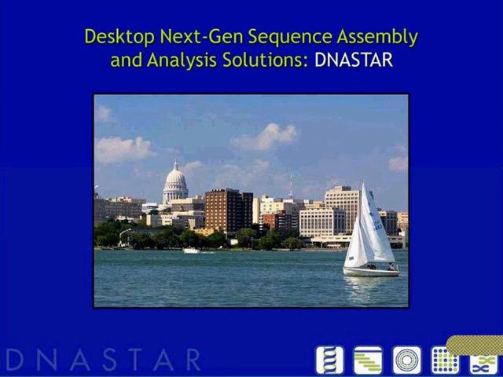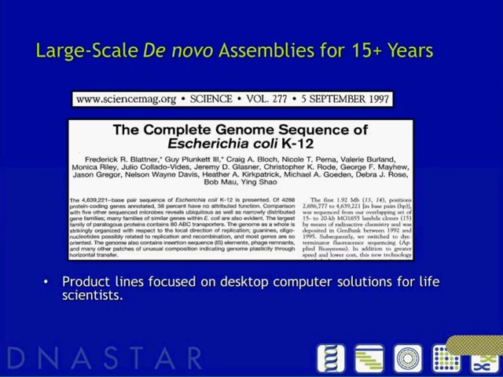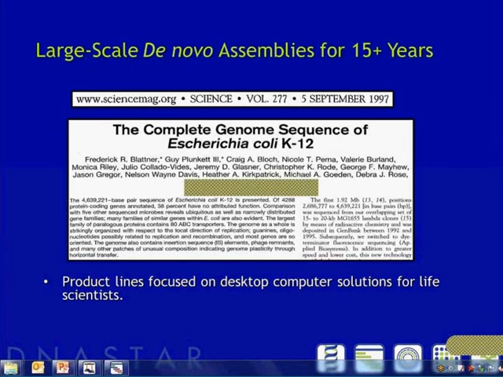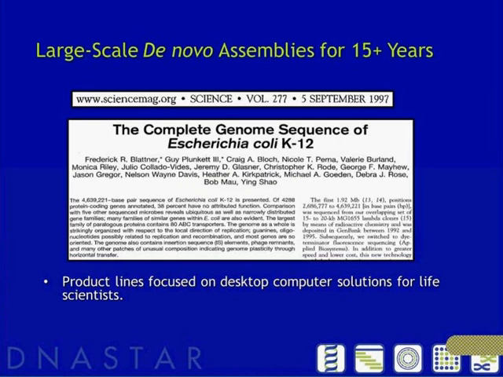So DNASTAR is a company located in Madison, Wisconsin. It looks nothing like this today, I guarantee you. It's much colder. We go back a long ways. We've been doing de novo assemblies and generating software to do assemblies and analysis for over 15 years. And I'd like to point out that here's a Science paper from 1997 where our owner, Dr. Fred Blattner, had sequenced the E. coli genome. So he was a pioneer in genomics.